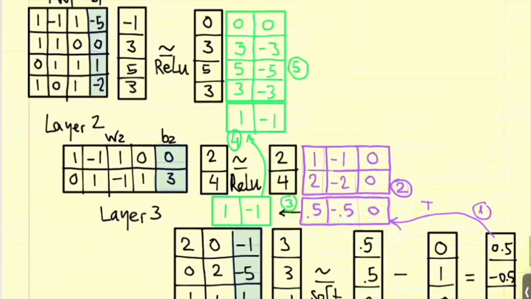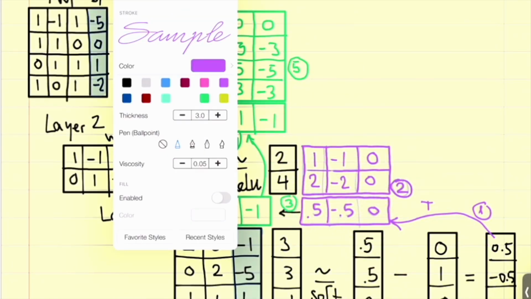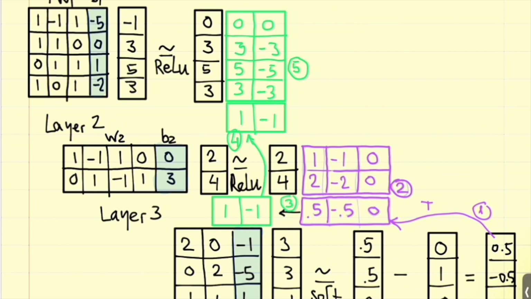What is the dot product? Here I just multiply 2 times 0.5. Here I multiply 2 times minus 0.5. And here I multiply 2 times 0. Okay? This is the dot product. So this multiplied by this, 1. This multiplied by this, minus 1. This multiplied by this, 0, and so on. Okay?